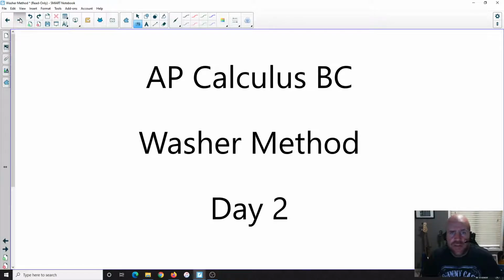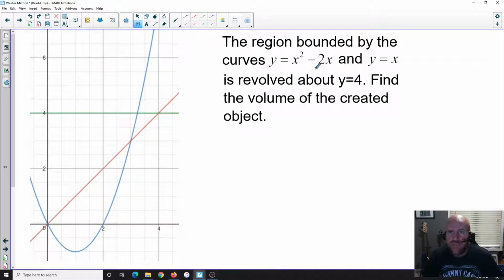So in the first example, we have y equals x squared minus 2x and y equals x. So here we have the blue function and then the red function. And we're rotating it around y equals 4, right here, this green one. Okay, so clearly this is something not the x or the y-axis. So y equals 4 is a horizontal line.